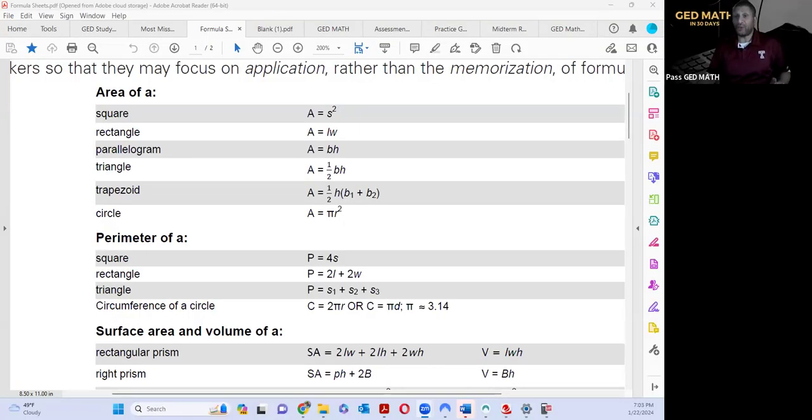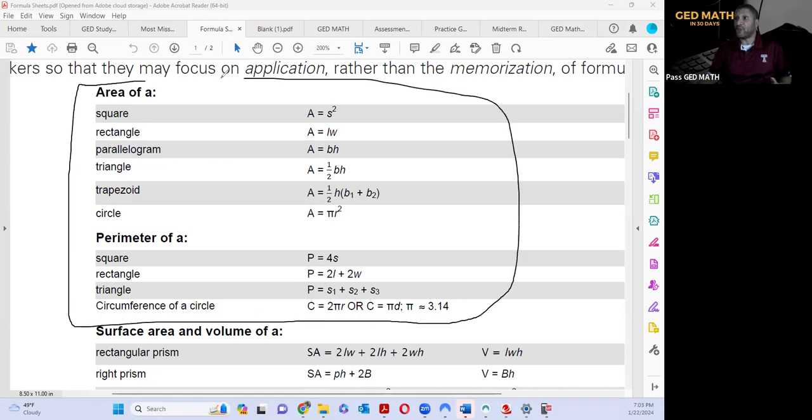I thought I had my screen shared. All you have to do for an area and perimeter problem is look at that problem, identify what's given, and go to your formula sheet. They're giving you everything you need. You need to be able to identify the shapes: square, rectangle, parallelogram, triangle, trapezoid, circle. Perimeter: square, rectangle, triangle, and circumference of a circle. That's all you need to be able to do.